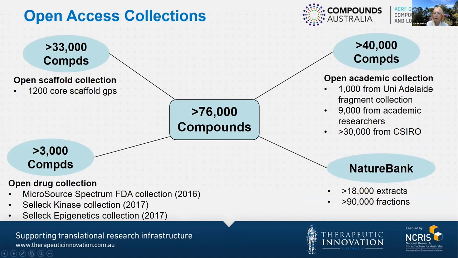In addition, there are more than 40,000 compounds in the open academic collection, comprising 1,000 from the University of Adelaide fragment collection, 9,000 from the academic researchers around Australia, and more than 30,000 compounds from the CSIRO. Apart from the small molecules, there's also the Nature Bank collection, which comprises more than 18,000 extracts and 90,000 fractions from biota within Australia.